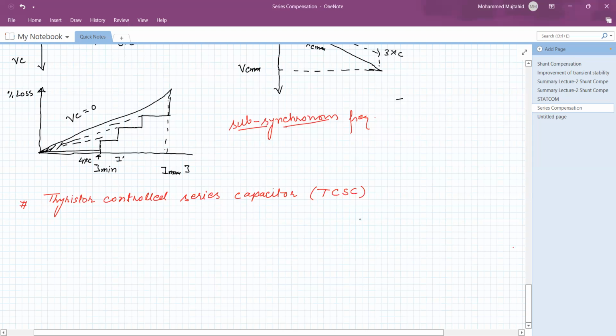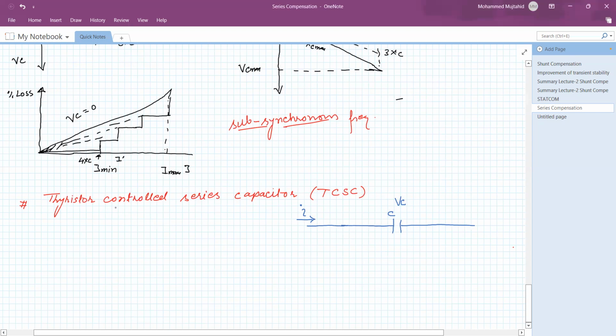The basic circuit diagram for the thyristor controlled series capacitor is a capacitor connected in series with the transmission line. So this is the capacitor connected in series with the transmission line. This is the transmission line current I, and this is C, and we want to control the voltage across the capacitor VC. This is our objective, to control the voltage across the capacitor.